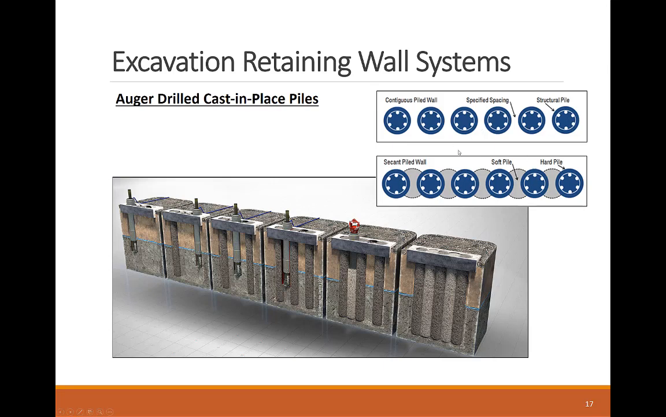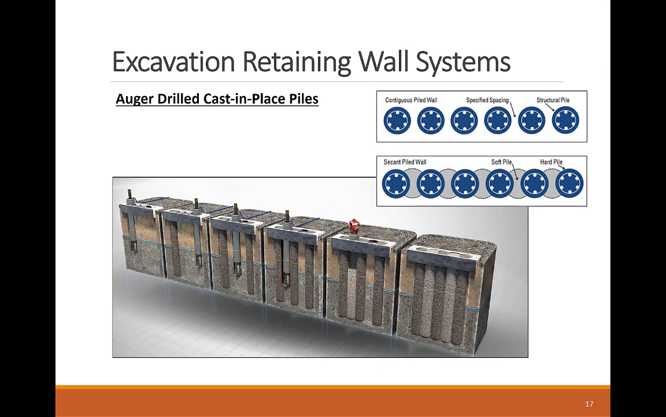The pile is called hard if it is concrete, and called soft if it is made up from deep mixing for soil, which we will cover very soon. The first phase piles in a secant piled wall can be either hard or soft, while the second phase piles are always hard.